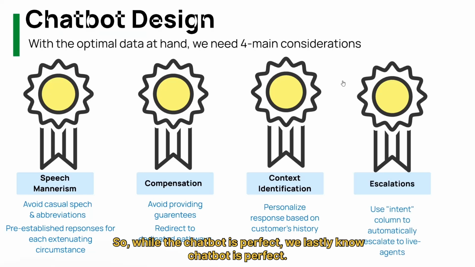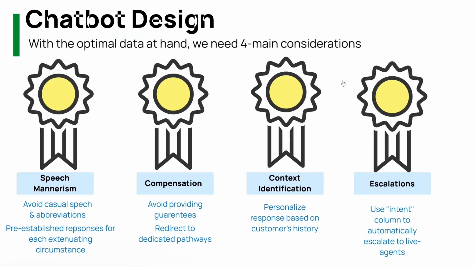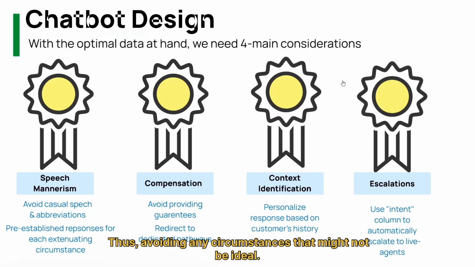No chatbot is perfect. So we can use the intent column that requests for live agents or flags for injury and death being mentioned in the text as a marker to decide whether we should automatically escalate these cases and avoid chatbot handling it due to their sensitive nature, thus avoiding any bad circumstances that might not be ideal.